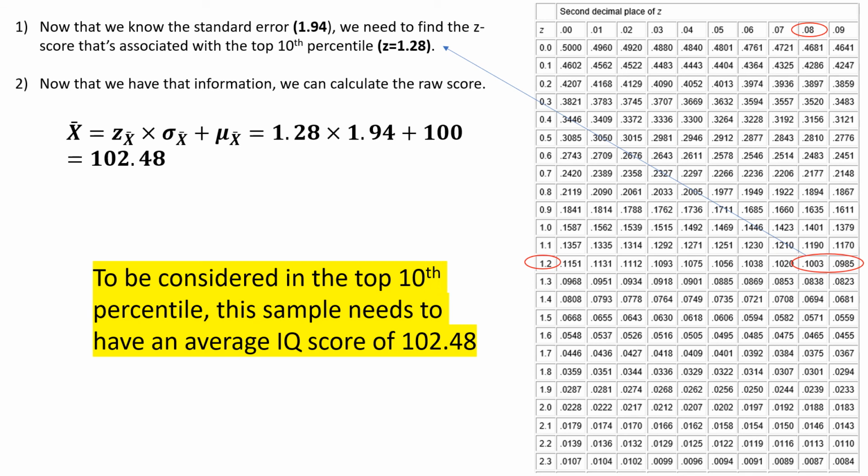102.48. So I really encourage you, especially with this question, it might be really helpful to draw a distribution just to conceptually understand it. But to be considered in the top 10th percentile, this sample size of 60 means to have an average IQ score of 102.48. I believe that was the last question.